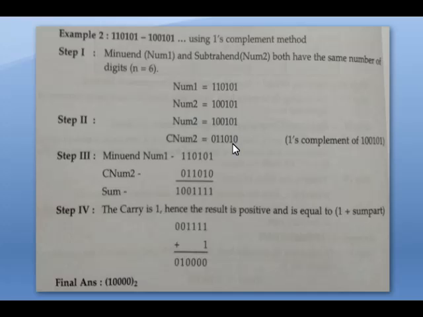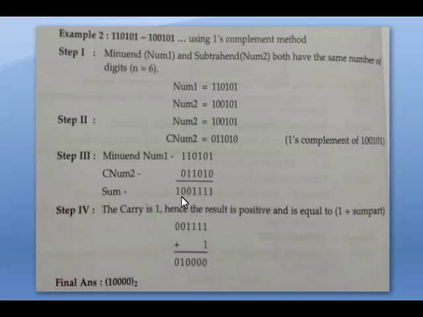Then we have to add this to the first number. What is the first number? 1 1 0 1 0 1, and this number 0 1 1 0 1 0. Add these numbers and we will get this as the sum. See the number of bits in the sum: 1 2 3 4 5 6 7. We want only 6 digits, and the 7th digit is the carry.